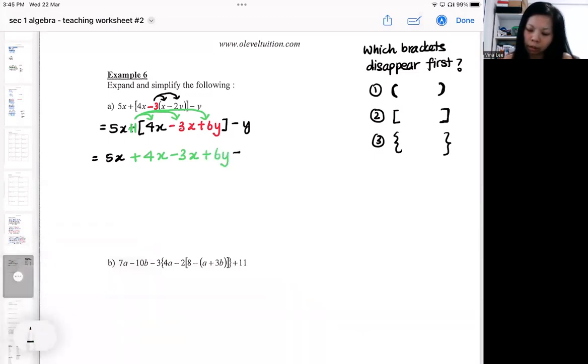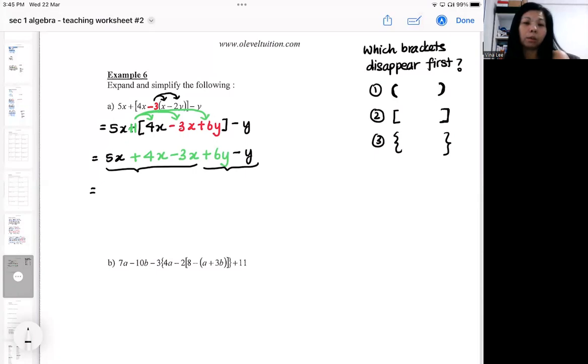So when you hit no more bracket, you group them together. It happens that all the x are grouped together already. 5 + 4 - 3. So that gave you a 6x. Then 6y minus y, it happens to give you 5y. So that's it. Okay, so follow the rules to disappear the bracket. Just don't mix the steps.